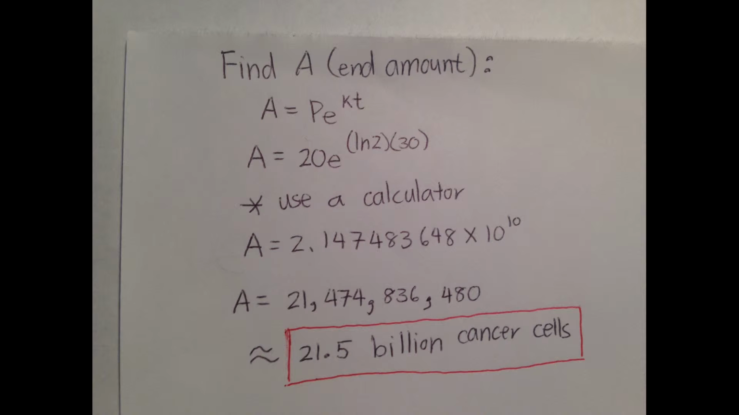We use the formula A equals Pe to the kt power. Now we plug in the values we already know from the given problem. A is equal to 20e to the natural log 2 times 30th power. Use the calculator, and in the end we end up with A is equal to 2.147483648 times 10 to the 10th power. If we multiply out the 10 to the 10th power, we end up with something about 21,474,836,480, which is about 21.5 billion cancer cells.